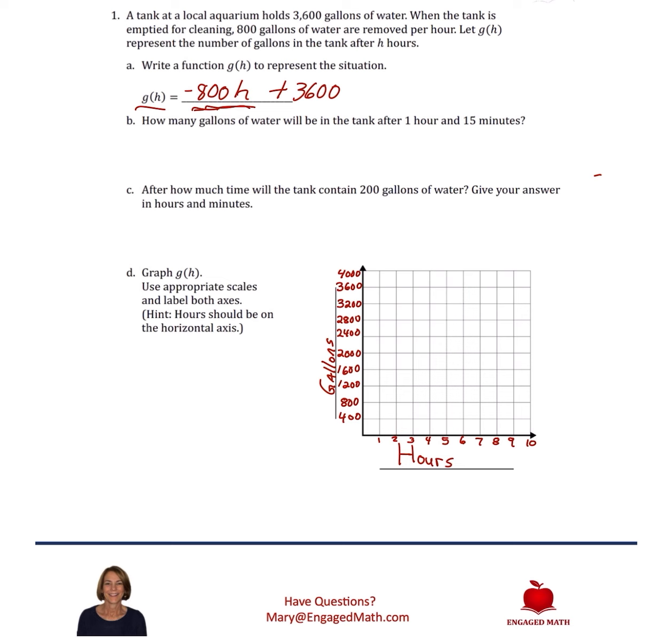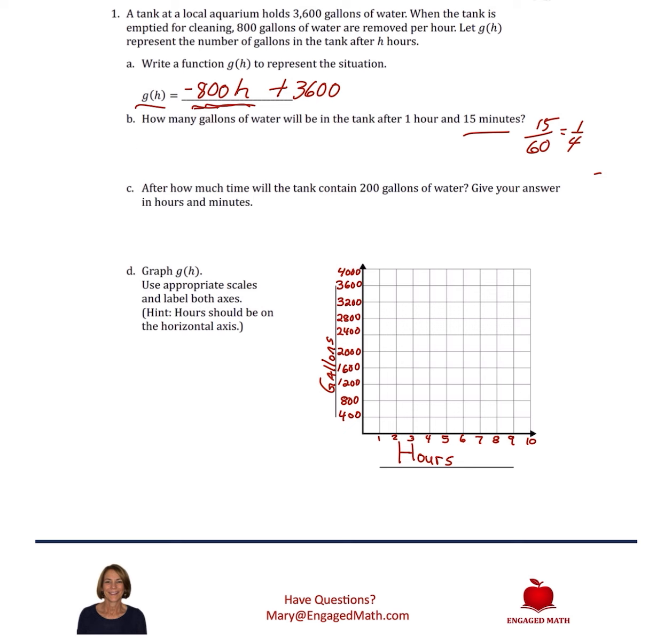So now it says, after how many gallons of water after 1 hour, 15 minutes. Now, 15 minutes means 15 out of 60 because there's 60 minutes in an hour, which reduces to 1/4 of an hour. So I like to work with decimals and with fractions, but for this situation, I'm going to call the 1 hour and 15 minutes 1 and 25 100ths of an hour. So it's really 1.25, meaning 1 hour and a quarter of an hour.